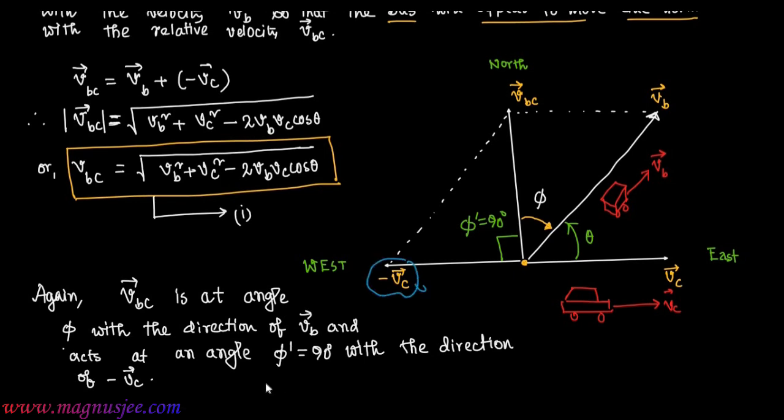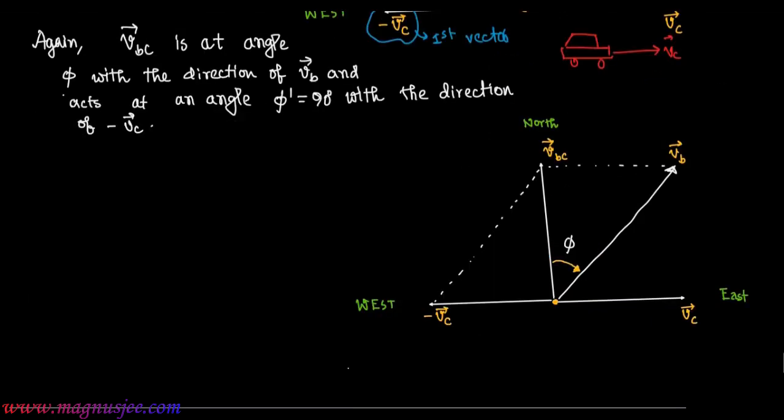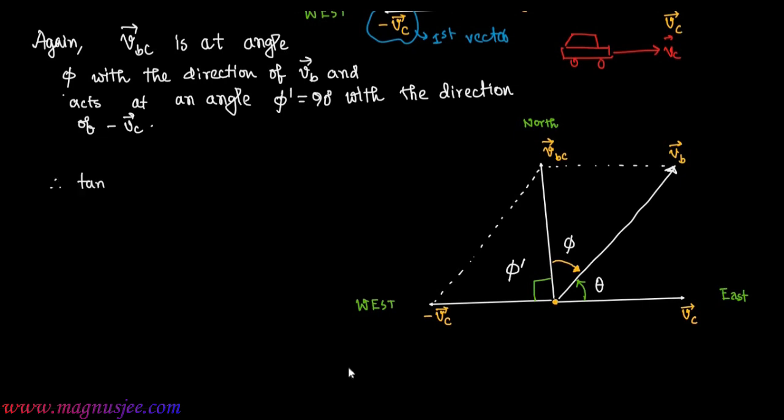Therefore, as phi dash is measured with respect to minus vector VC, minus vector VC is the first vector and vector VB is the second vector. This is the angle phi dash, which is equal to 90 degree, and we can denote the angle theta, which is the angle between vector VB and vector VC. But phi dash is the angle between vector VBC and minus vector VC. Tan phi dash, as phi dash is measured with respect to minus vector VC, that's why minus vector VC is the first vector, vector VB is the second vector.